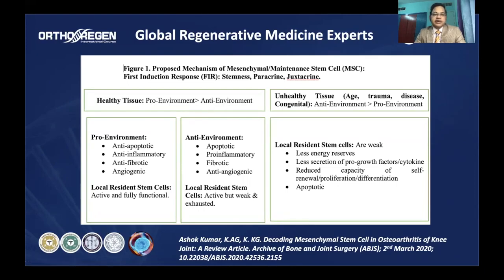So basically, whenever there is inflammation, injury, or some congenital issue or degeneration, usually there is an anti or catabolic environment. In an anti-environment, the cells are more apoptotic, which means more programmed cell death is going on. There is more inflammation, and this inflammation is not healing into nice tissue, it's healing more into fibrosis. And there is less new vessel formation, angiogenesis.